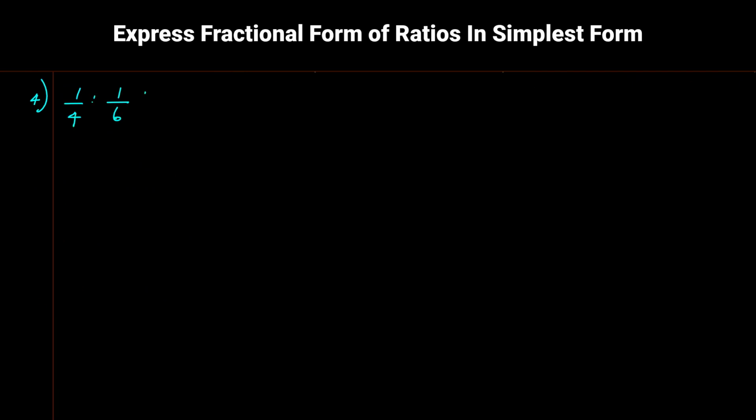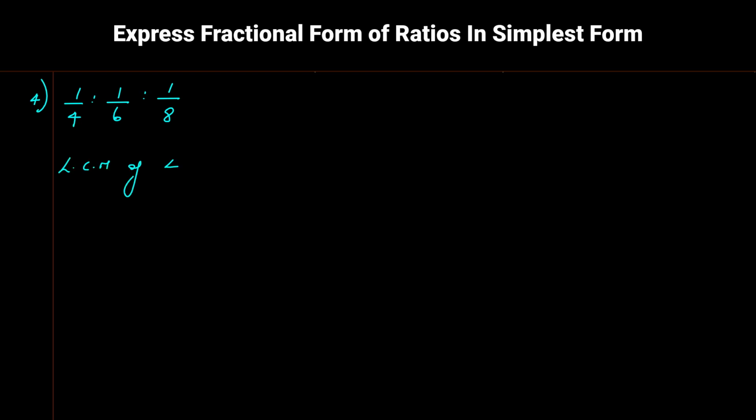We have 1 by 4 is to 1 by 6 is to 1 by 8. This is similar to the previous sum, but the only difference is in the previous sums we had two denominators. Here we are going to deal with three denominators. So we need to find the LCM of all the three denominator numbers that are 4, 6 and 8. And then the concept is going to be the same. You have to take the first fraction, multiply with the LCM, second fraction, multiply with the LCM, third fraction, multiply with the LCM, do the necessary cancellation, and the answer that you get is the answer in its simplest form.